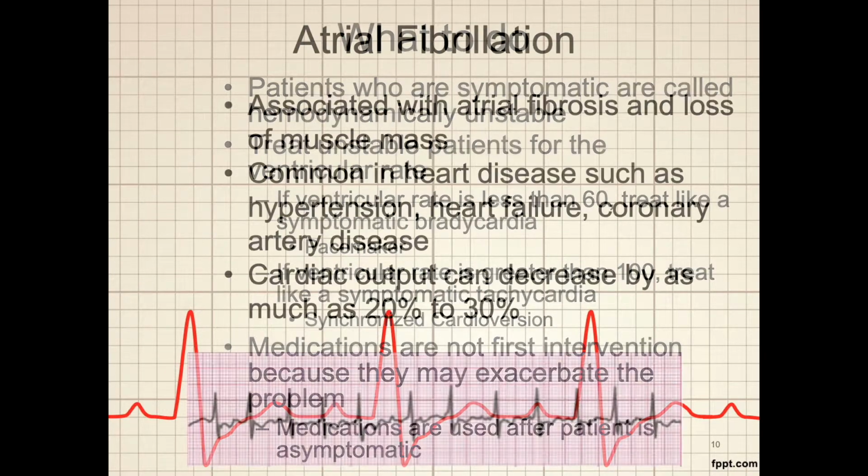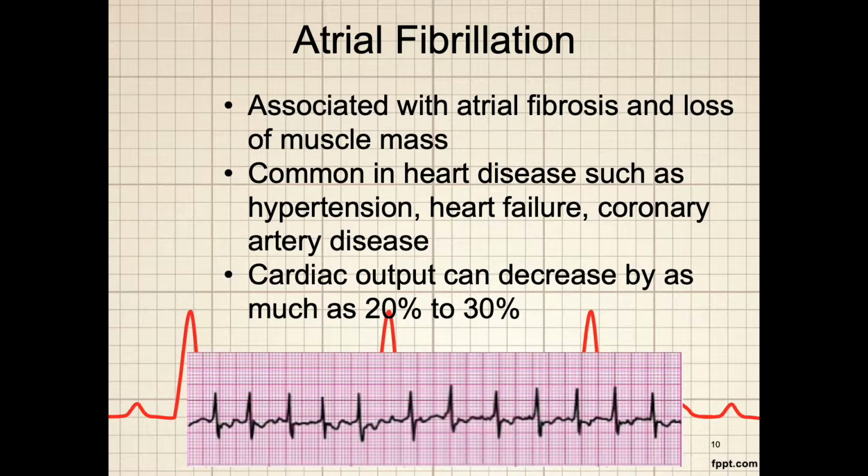Another common atrial dysrhythmia is called atrial fibrillation. This is associated with atrial fibrosis and loss of muscle mass. It is common in heart disease such as hypertension, heart failure, and coronary artery disease. In atrial fibrillation, because of the loss of atrial kick, cardiac output can decrease as much as 20 to 30%.